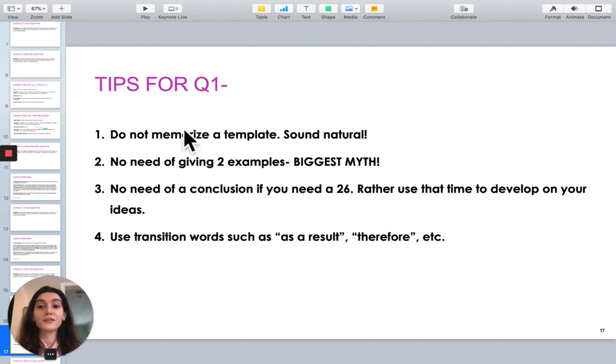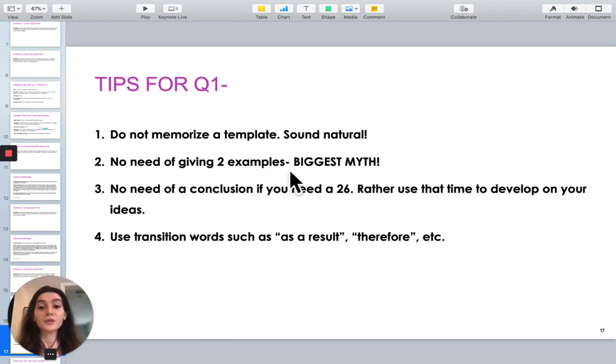So that's actually one of the tips I have for this question, and that is this point number 3 that I just told you about: no need of a conclusion if you need a 26, rather use that time to develop on your ideas. Now, do not memorize the template, sound natural. So please use these templates to broaden your vocabulary, get some ideas and get inspired. Do not use these templates like something that you have memorized and then go and sound robotic. That's not how you're going to get a 26. And you saw how I was using parts of my template but still managed to sound really natural.